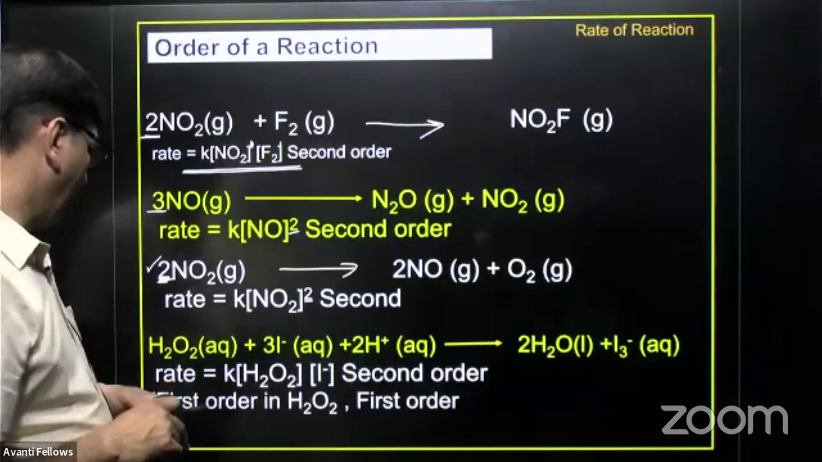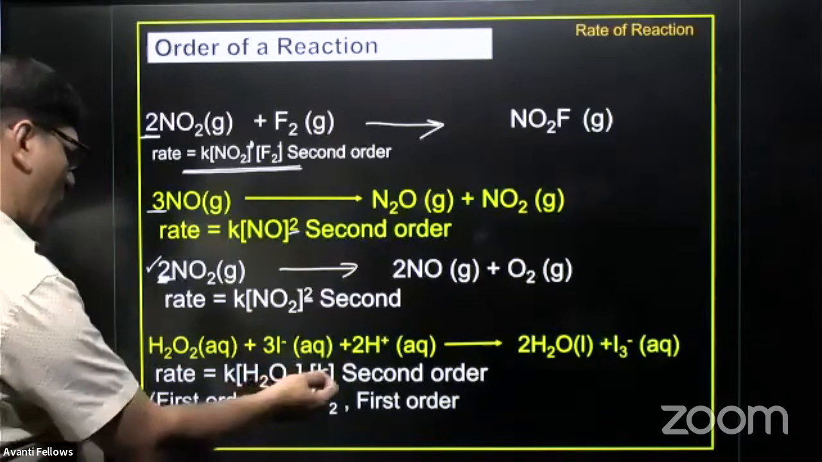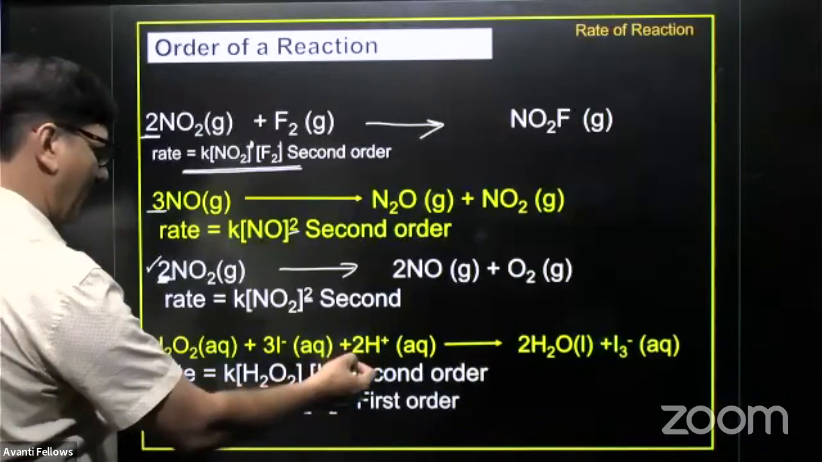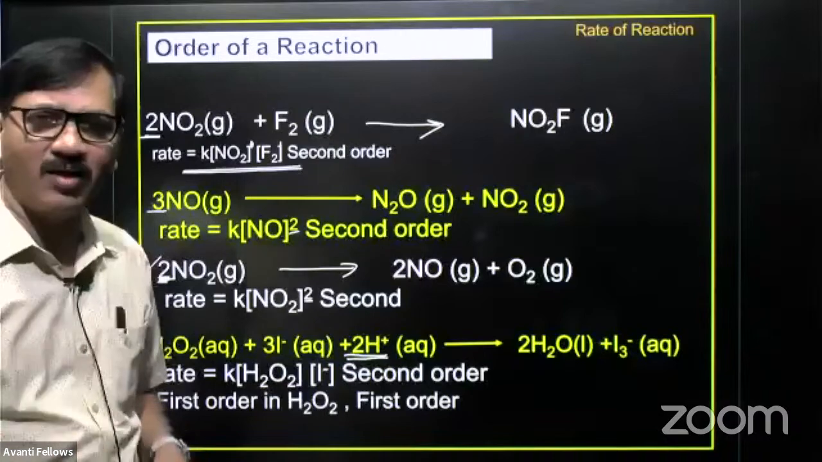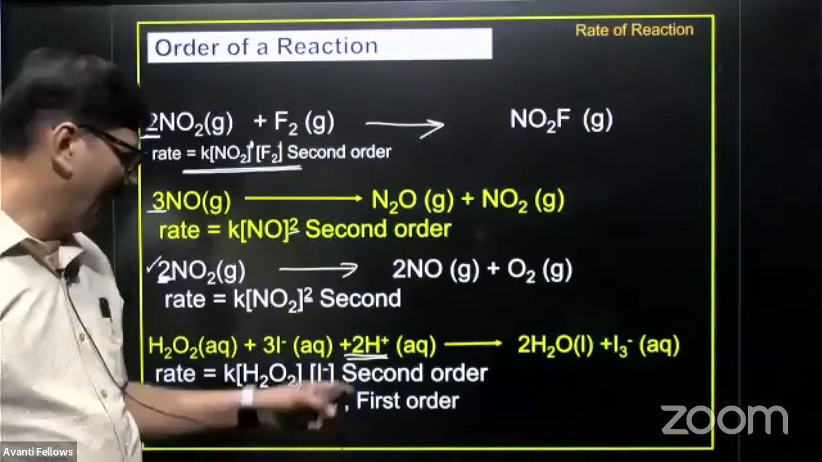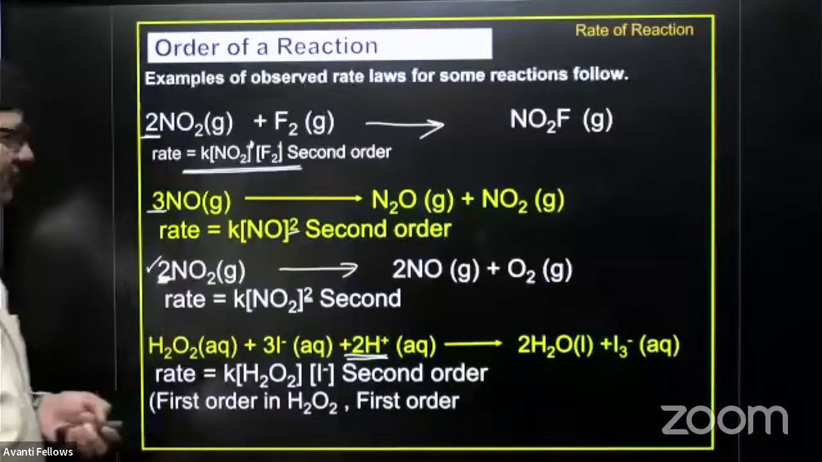Now for this, H2O2 and I minus only are there, and one of the species is not involved at all. It is zero order with respect to H plus ion. This is the way that we can say.